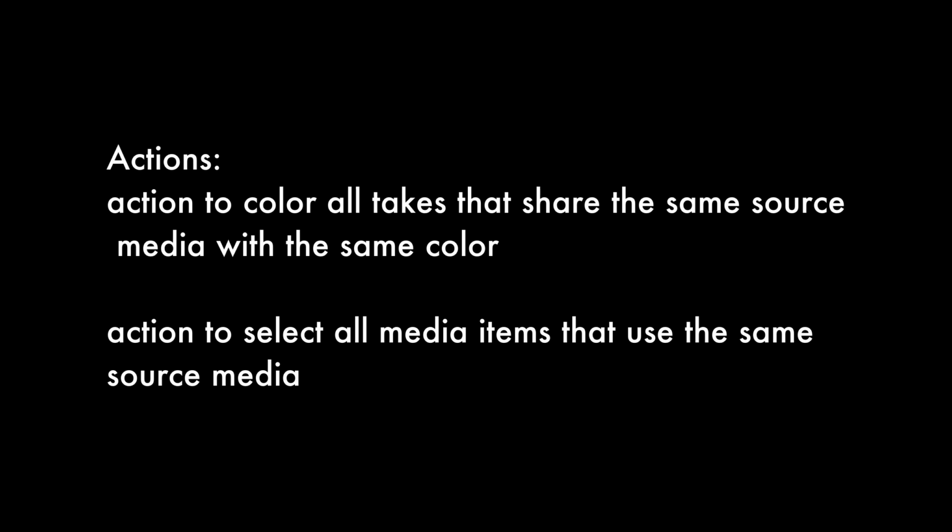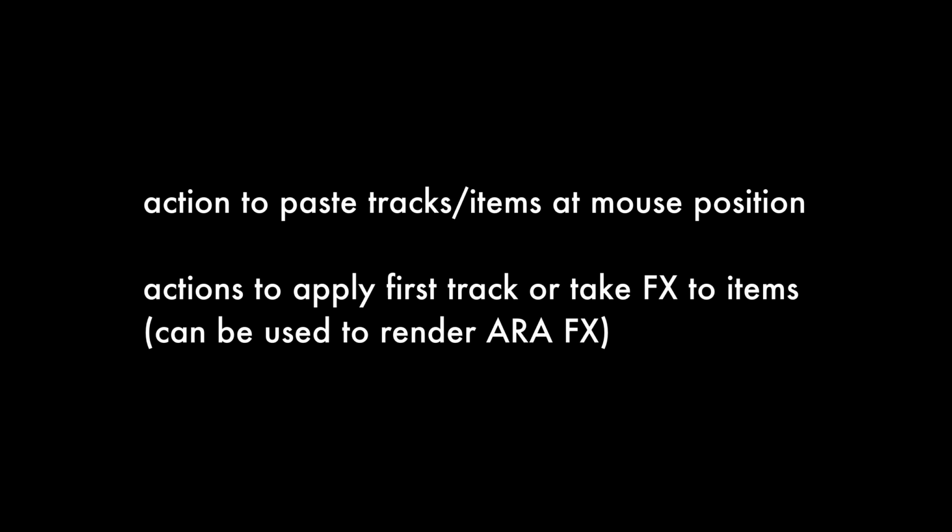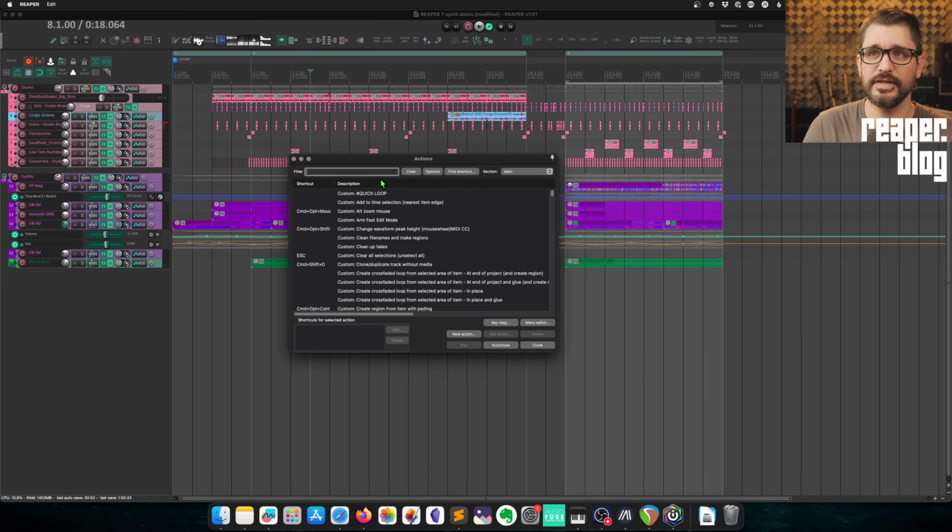Add action to color all takes that share the same source media with the same color. Add actions to select all media items that use the same source media. Add action to paste tracks or items at mouse position. Add action to apply first track or take effects to items. Back to the action list.